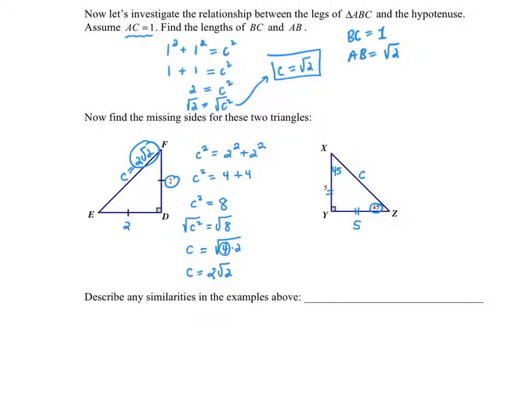Label the hypotenuse as C and set it up in the Pythagorean theorem. C squared equals 5 squared plus 5 squared. So C squared would be equal to 25 plus 25. C squared is equal to 50. And then take the square root of both sides.